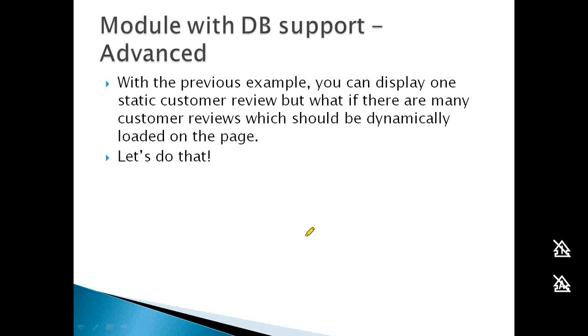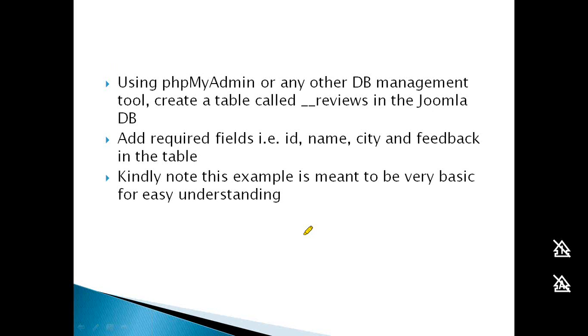Okay, let's go a little bit more crazy with this. We'll be doing some advanced programming now. We'll be adding database support to the module. In the previous example, a static custom review was shown, and now if you want to display 10 different reviews dynamically in a random fashion on a page, how do you do that? This example will give you an idea of how you can add much more advanced functionality to your module. Using this simple example, you can create n types of modules at your end.